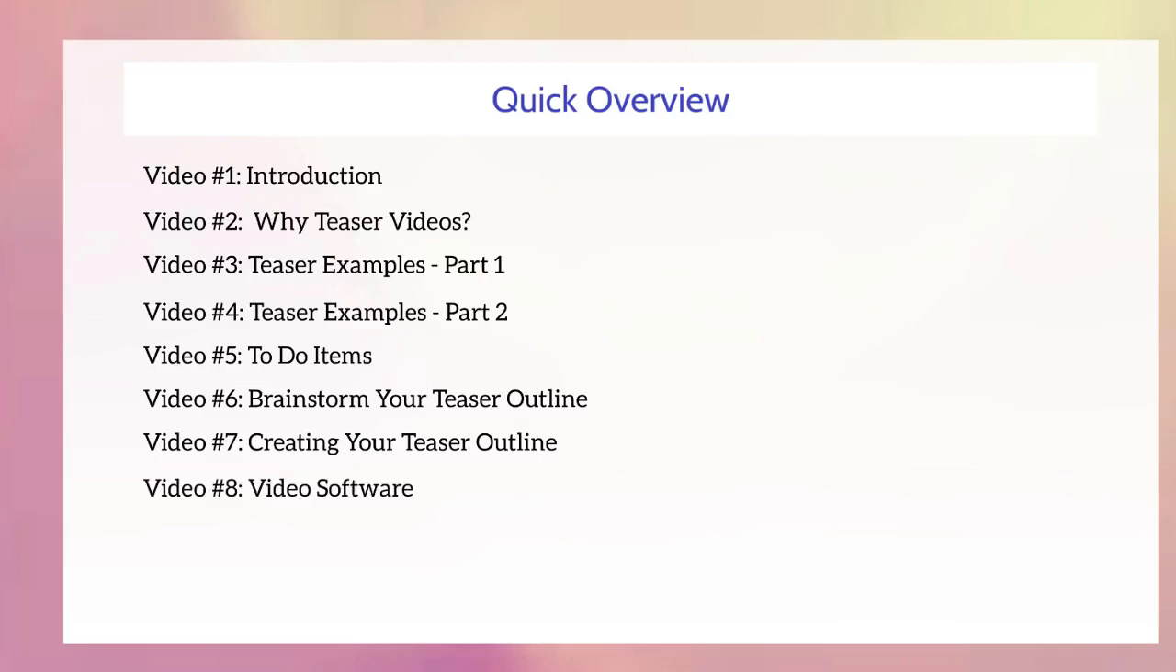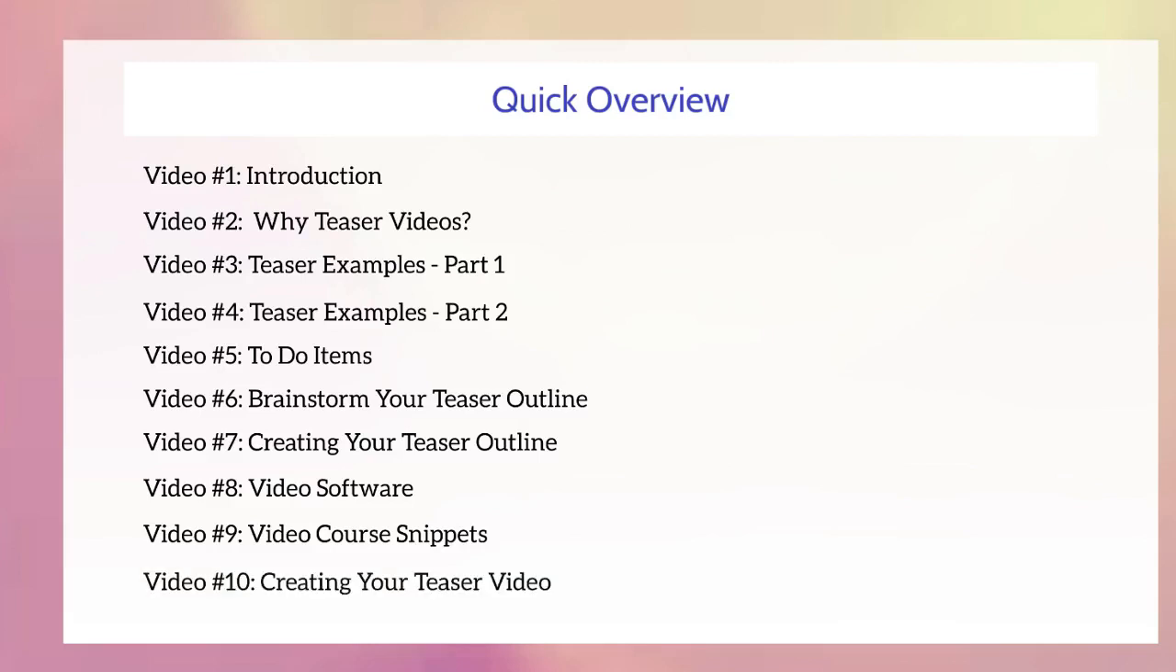So in video number 8, we're going to talk about video software that you can use. We'll talk about free software, and we'll talk about software that costs money but is well worth it. And of course, video number 9 is video course snippets. Essentially, we are going to look at the video course as a whole and take snippets of the highlights that we can put in our teaser video.